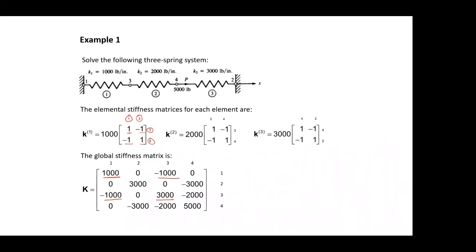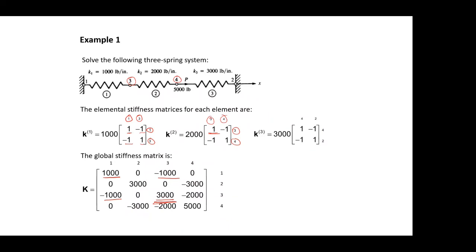Now, if you come to the second element, this is 2000 obviously now. So it is connected to 3 and 4. If you look into the second element, the second spring is connected to 3 and 4. So you have 3, 4, 3, and 4. And the first entry, which is 2000 in this case, is at 3, 3. So 3, 3 is happening here. Remember, I already have 1000 in there.